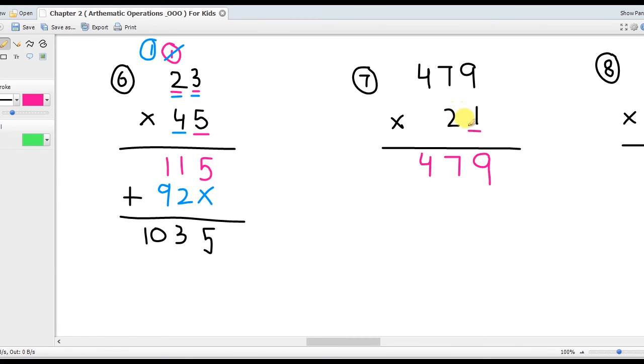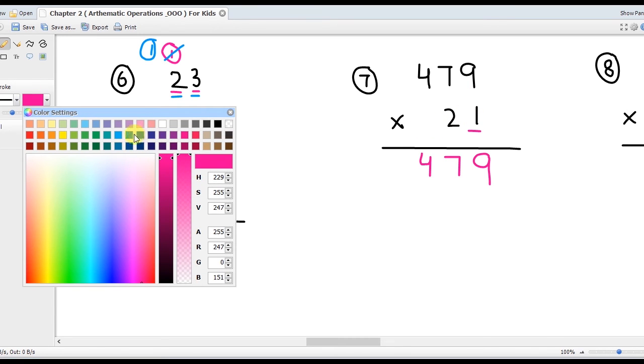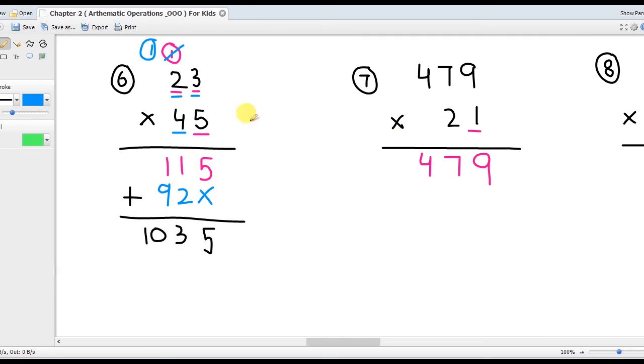So this is basically performing a function of mirror. Okay. Now I'm going to multiply this 2 with this 479. So where should I start writing my answers? Since the place value of this 2 is tens, I'm going to start writing my answers from the tens place. So just put a cross here. Okay. So now start multiplying.